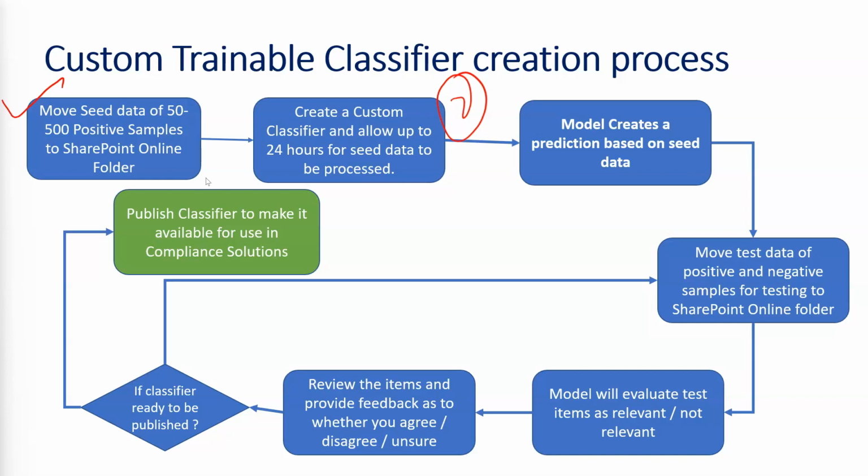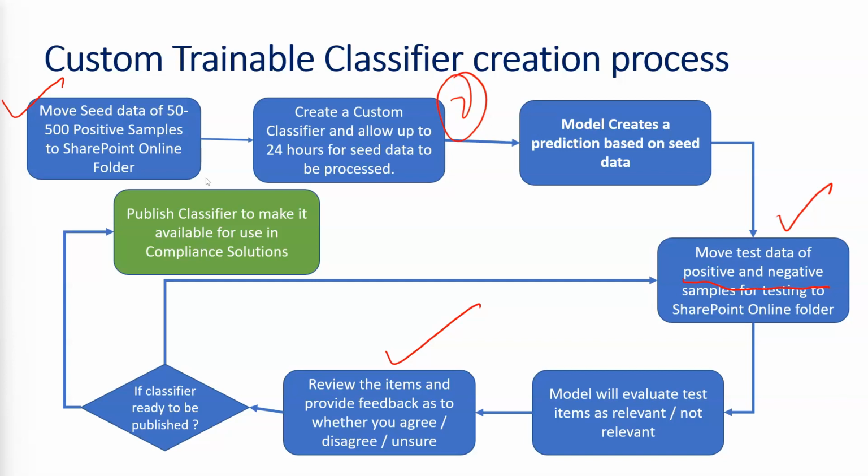The next step is to test the prediction which the solution has created. Move some test data with positive and negative samples to the SharePoint Online folder and let the model evaluate this data and mark it as relevant and non-relevant. Once it marks the data, you need to review those items and provide feedback on whether you agree, disagree, or are unsure about the prediction which the solution has given.